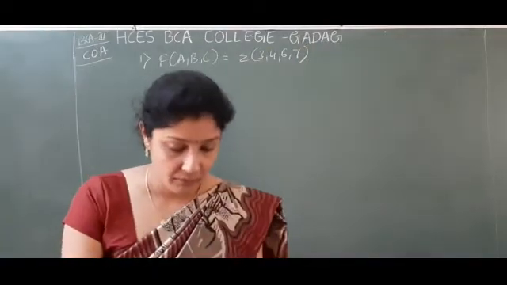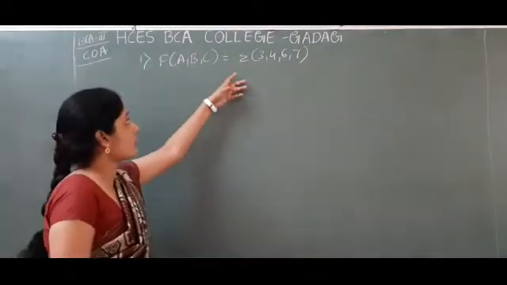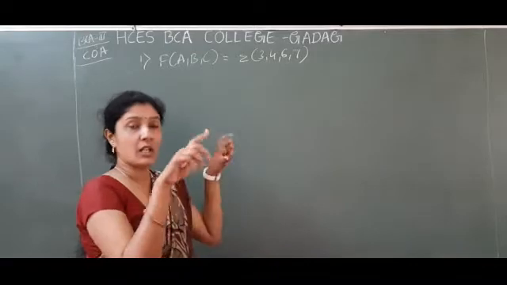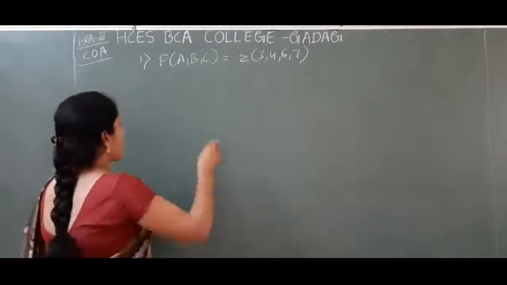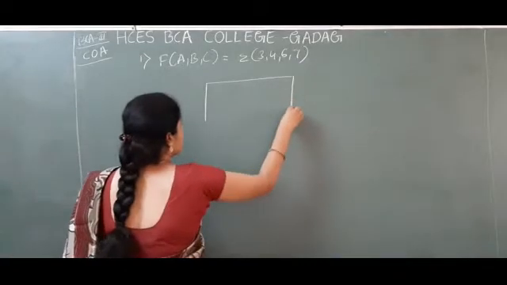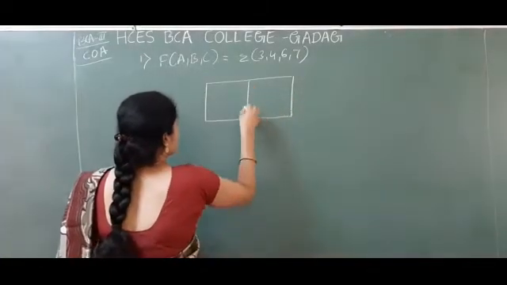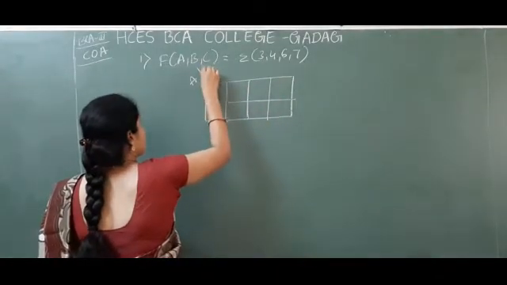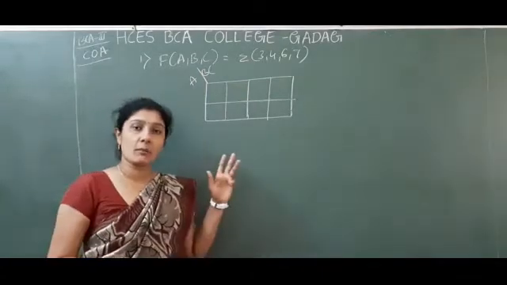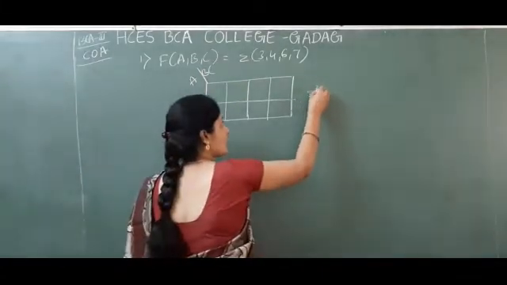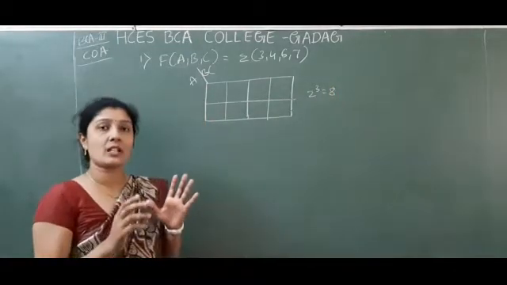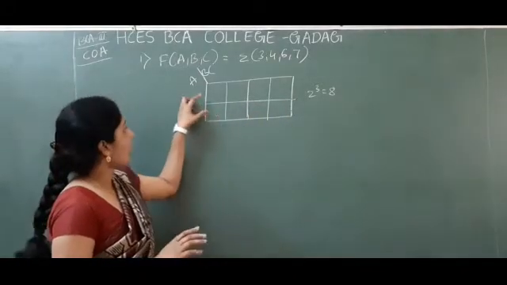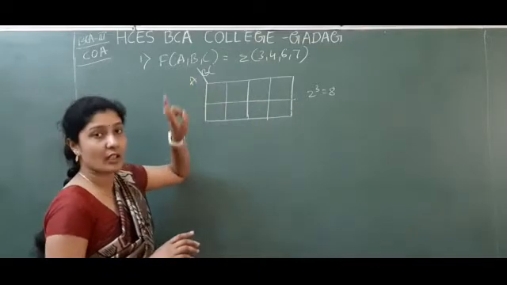So here the problem is f of ABC is equal to summation of 3, 4, 6, 7. So I hope you remember how to draw the K-map of three variables. See, as usual, three variables means 2 raised to 3, that is nothing but 8. So 8 squares we have to draw. So here 8 squares I have drawn, and this side only one variable and this side two variables.